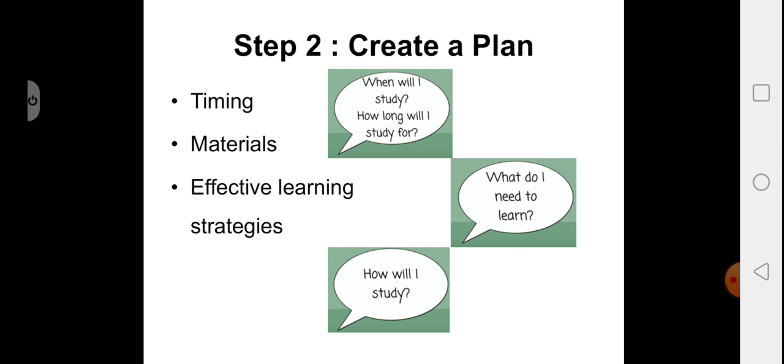Next, step 2 is create a plan. The three important things here are the timing, the resource material needed, and the learning strategy followed by the student. So how do you go about it? You have to think, when will I study? How long will I study? And what are the learning resources? Where do I get them from? And which learning strategy will I follow?